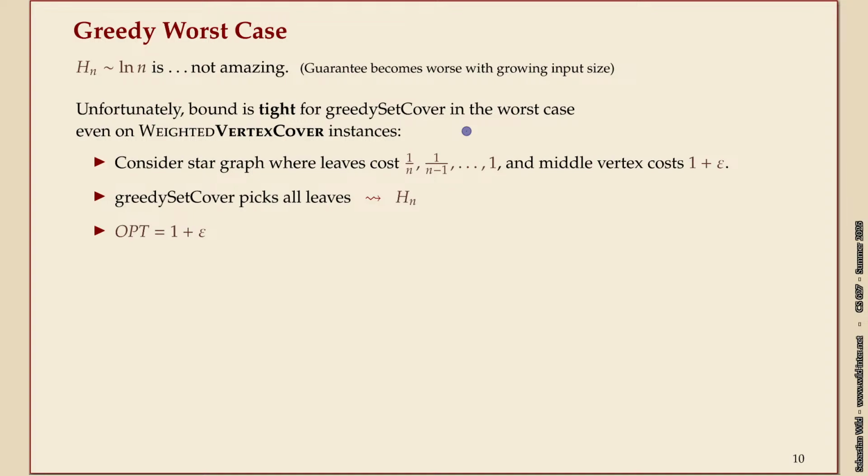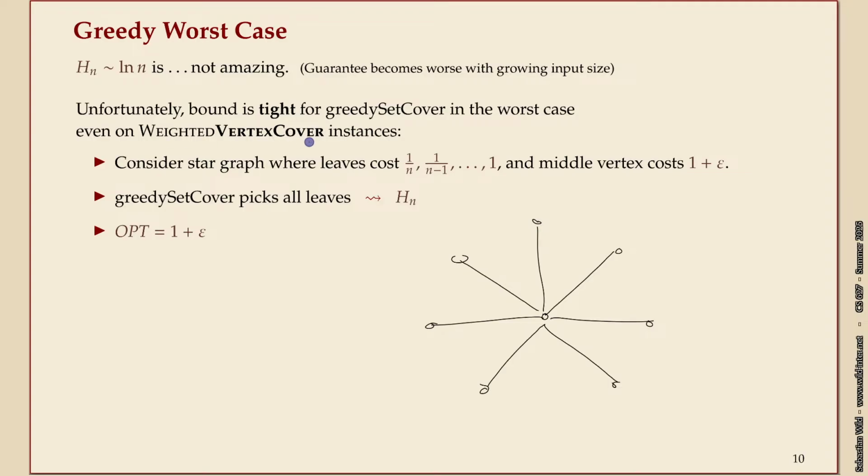In the worst case, you can consider, for example, the following instance. It's a star graph. The worst case instance is indeed a vertex cover instance where every element in the universe occurs in at most 2 sets.